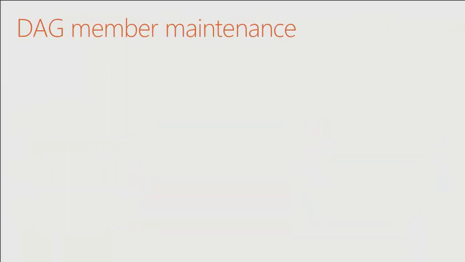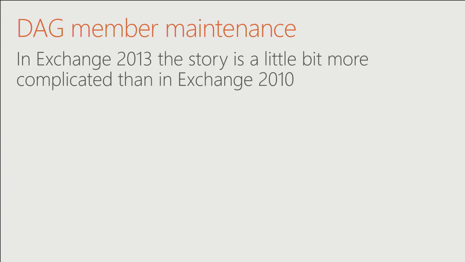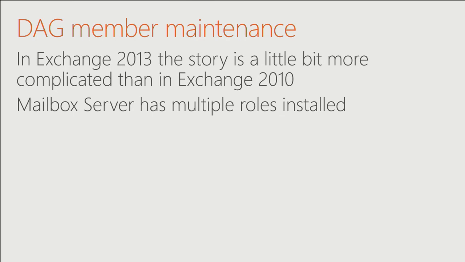Now, the introduction into managed availability would be somewhat incomplete if I didn't mention how you put a server in maintenance mode nowadays to prevent all the bad things happening to a customer as well as to the Exchange administrators. So the story in 2013 is a little bit more complicated than in 2010, simply because we have more roles on the box. Mailbox now has the mailbox role, the transport role, and it may even have a cafe role on it.